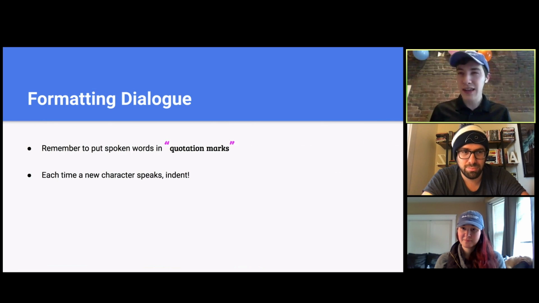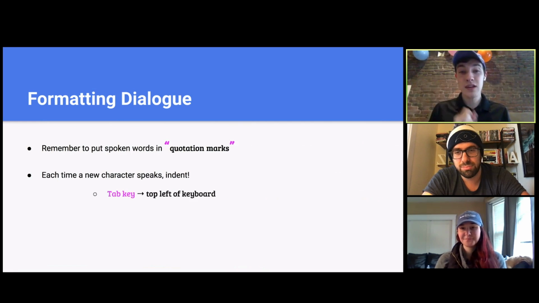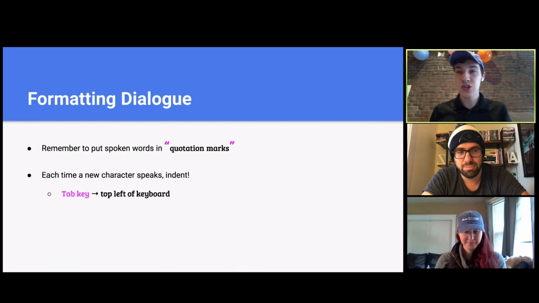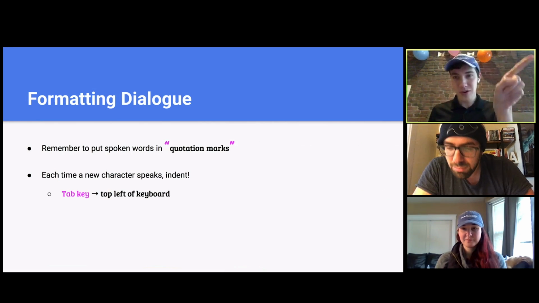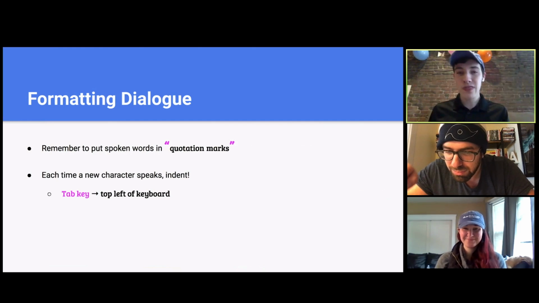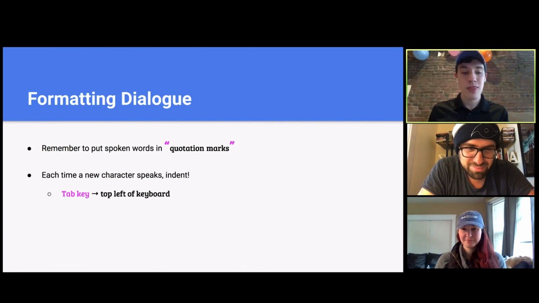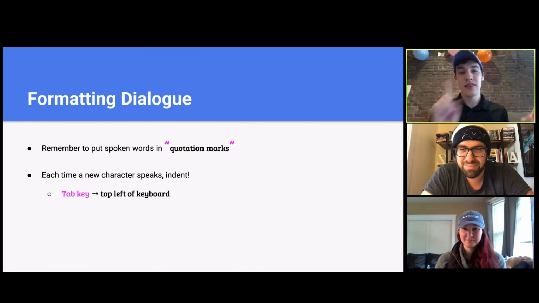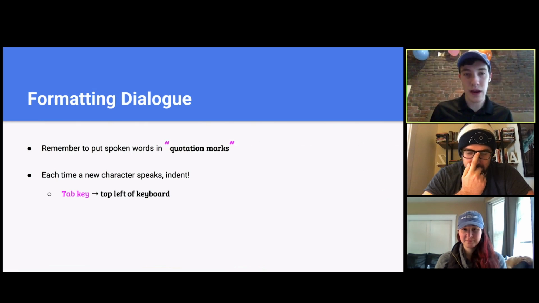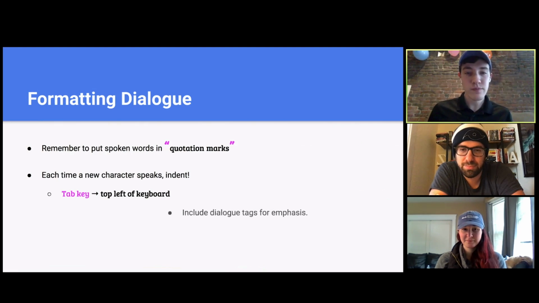If you're not sure how to indent, because I've seen a lot of people just hit the space bar a bunch of times, that's not the best way to do it. The best way to do an indent on your line is to look at the top left of your keyboard. It's like this corner over here. And you'll see a button that says Tab. That is the key that you can click that will indent your line for you. So practice using that indent key, the Tab key, when you are writing your dialogue.